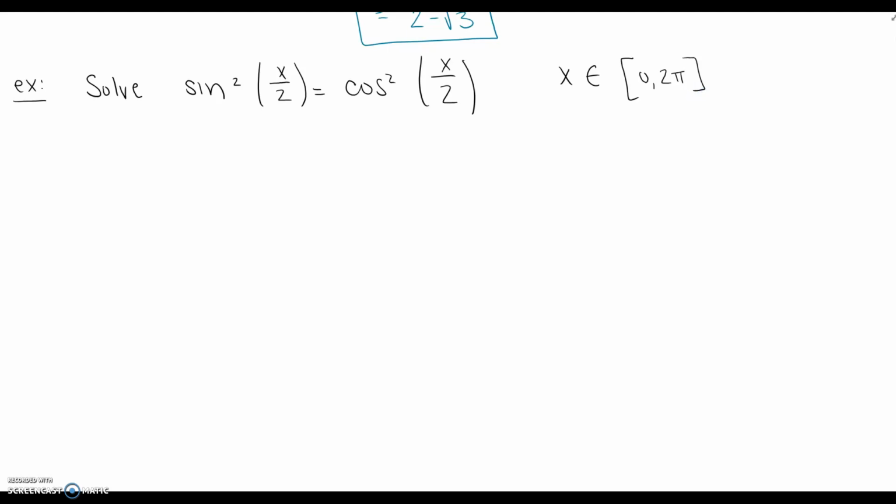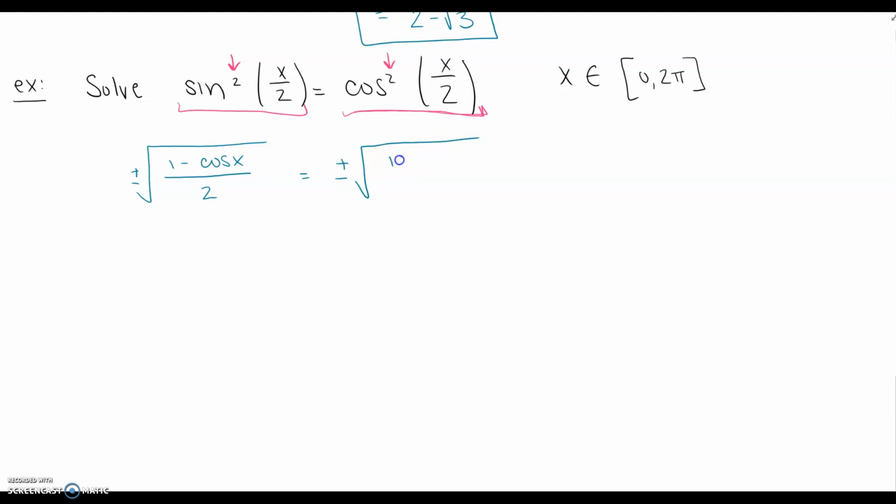So, first things first, because we have half angles, we want to replace these using the half angle identities, and we're trying to solve for x. And then another thing to take note of, notice that it's squared. So when I'm rewriting this, sine of x over 2 is plus or minus the square root, so just using my identity, of 1 minus cosine of x, all divided by 2. And the cosine identity is plus or minus the square root of 1 plus cosine of x all over 2.